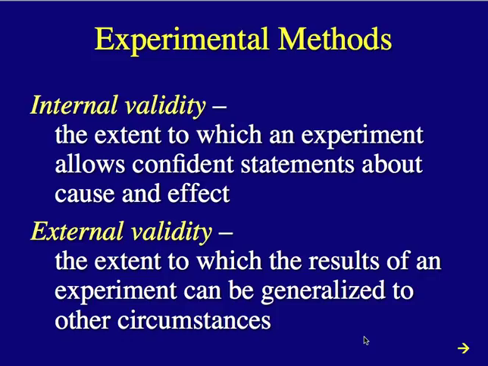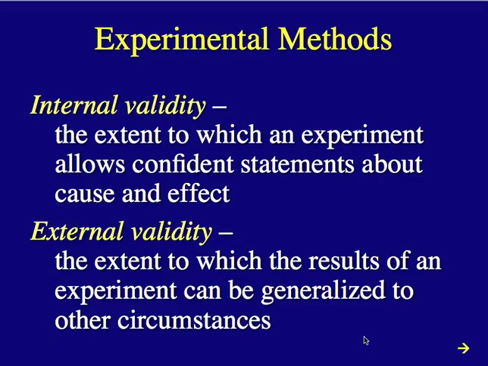Internal validity, and I know I've gone in reverse here, but internal validity is the extent to which an experiment allows a confident statement about cause and effect. This means that when we conduct our experiment, we make our observations, and after the fact we analyze it and think, oh wow, we have more aggression in this condition than the other, so it must be the result of this manipulation of violent versus nonviolent television that caused differences in the degree of aggression that we observed.